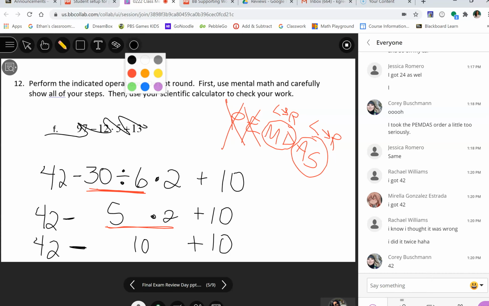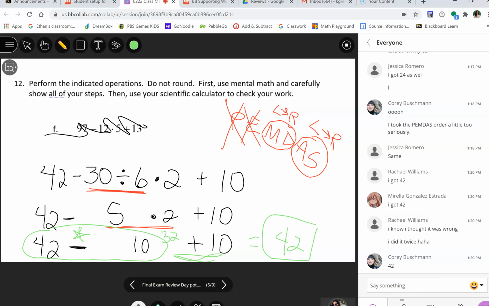Because now the subtraction happens to come first. So I'm going to subtract 10 to get 32. But then I just add the 10 back on. Okay, well, this is why I don't make up problems on the fly. 42. Hey, that would be a fun extra credit. Make you question everything you ever knew.